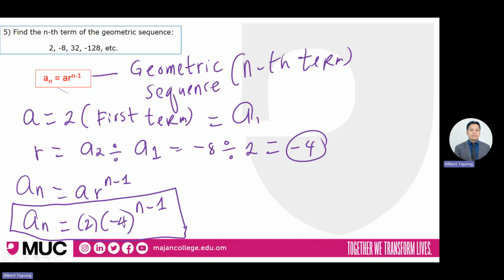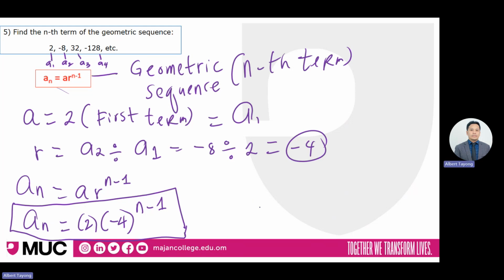So this is the formula that can be used to find any of the values here. You can find negative 128 by using this formula. Negative 128 is A sub 4. This is A sub 1, this is A sub 2, A sub 3, and A sub 4.